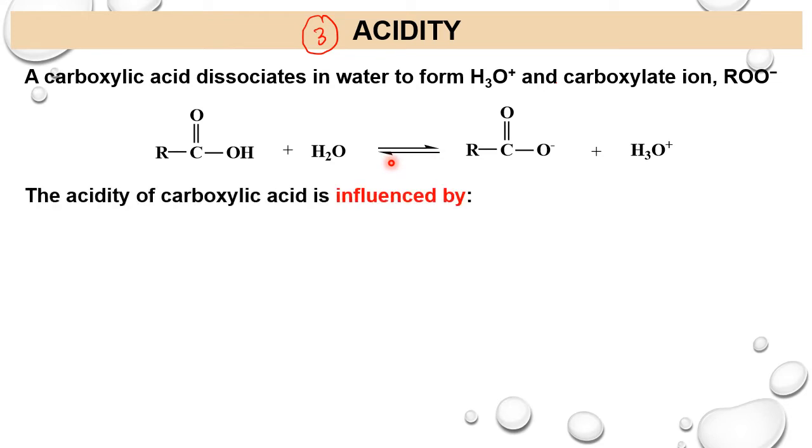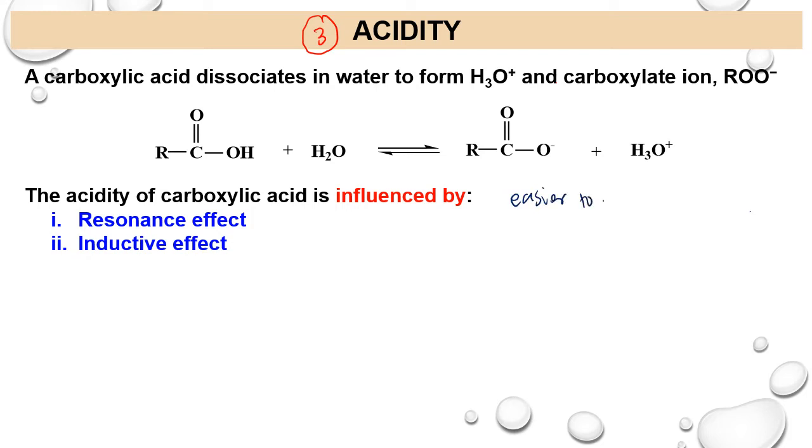Okay, so the acidity of carboxylic acid will be influenced by two things. Okay, the first one is the resonance effect. The second one is the inductive effect. Ini maksudnya acidity. Okay, kalau kita cerita tentang acidity, awak kena fikirkan juga tentang ability of your carboxylic acid to release H+. Okay, lagi senang dia release H+. Okay, saya note dekat sini. Okay, so easier to release H+.